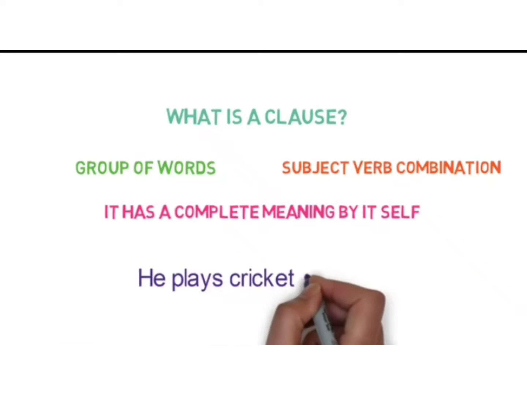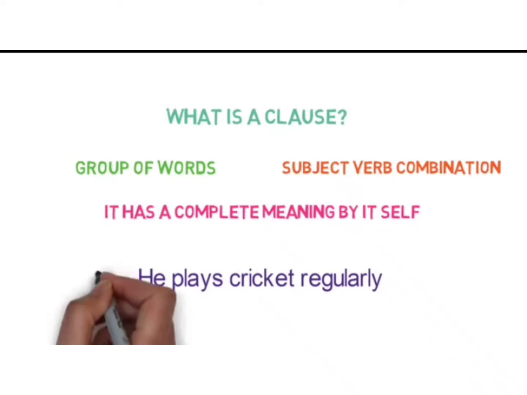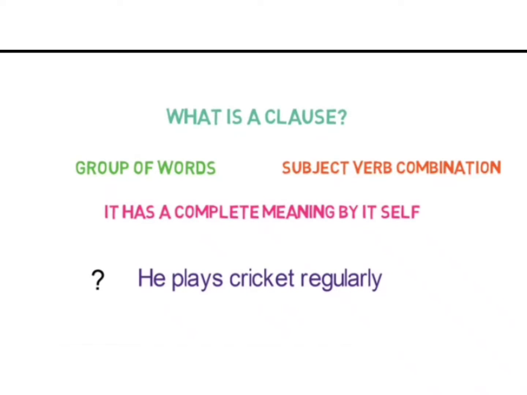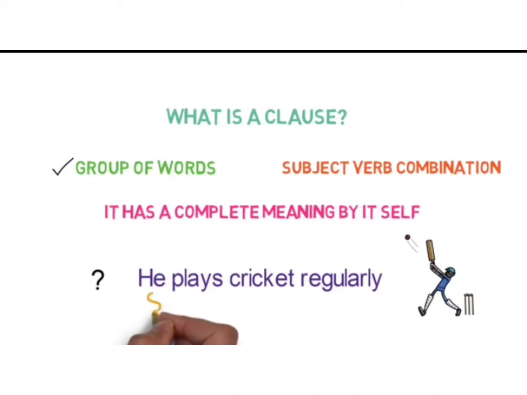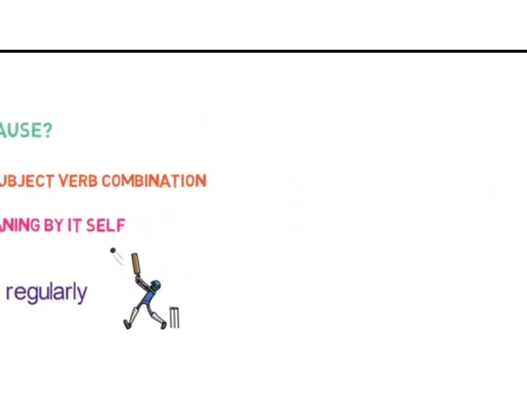For example, he plays cricket regularly. Now, is this a clause? For this, we will judge whether it is satisfying all the three conditions that we discussed earlier. Is this a group of words? Yes, it is. Here, he is the subject and plays is the verb. So, here we have a subject-verb combination. And the whole sentence, he plays cricket regularly, has a complete meaning by itself. So, we can say it is a clause.